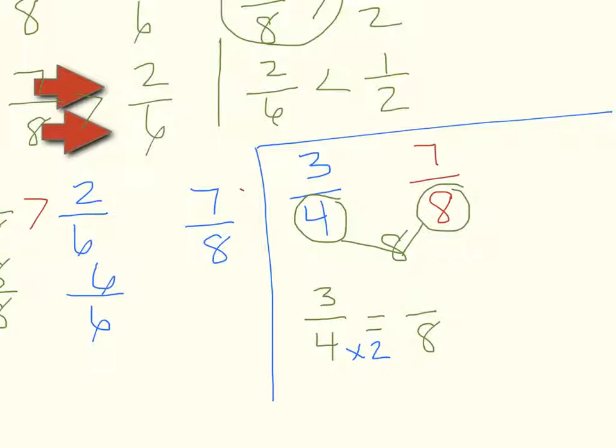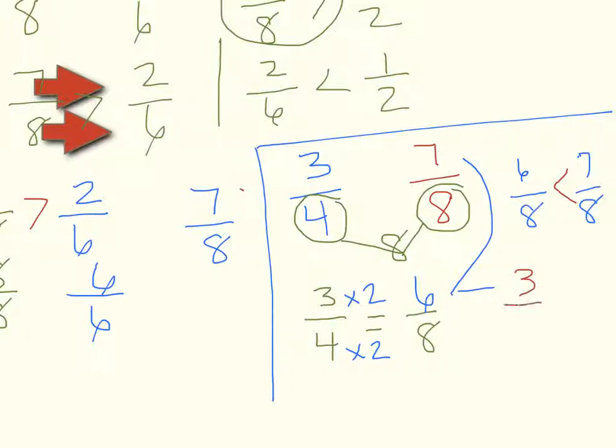So we have to do the same thing that we do on the bottom to the top. If 4 times 2 is 8, 3 times 2 is 6. So our new fraction is 6/8. Now we can look and compare these two fractions. 6/8 compared to 7/8. And we can automatically tell, just by looking at it, that 7/8 is bigger. So now we know that our original problem, 3/4 and 7/8, 7/8 is bigger.